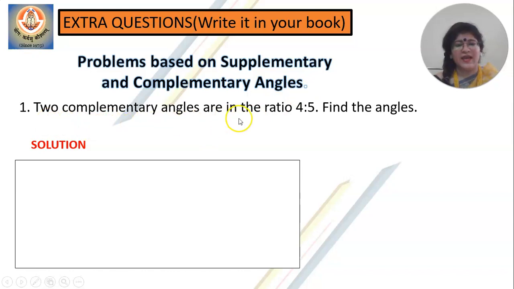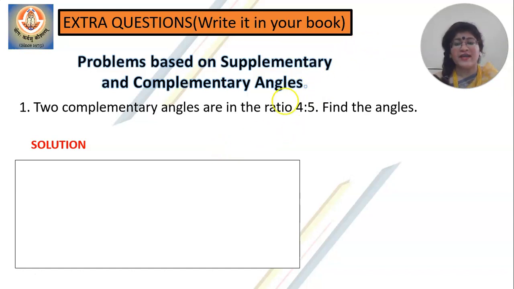Two complementary angles are in the ratio 4:5. You have to find the angles. First, understand the meaning of this question. When they tell you that complementary angles are in the ratio 4:5, it means there are two angles and the total of those two angles together should give you 90 degree.